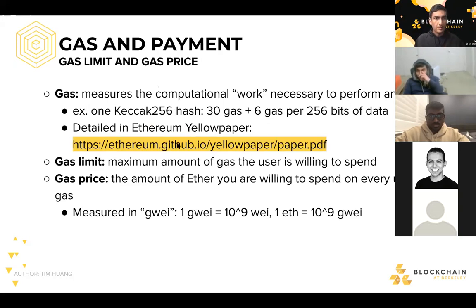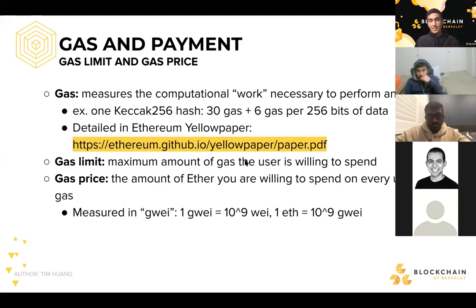So just going on, gas basically measures the work necessary to perform a transaction. For example, one Keccak-256 hash costs 30 gas and then 6 gas for every 256 bits of data. The Ethereum yellow paper covers this in more detail. There's a gas limit, which is the maximum amount of gas the user is willing to spend. This is something that you say upfront when you're sending the transaction. And there's a gas price, which is the amount of ether you're willing to spend on every unit of gas.